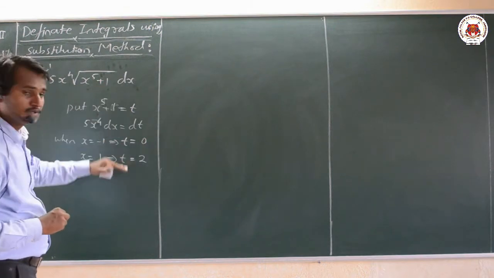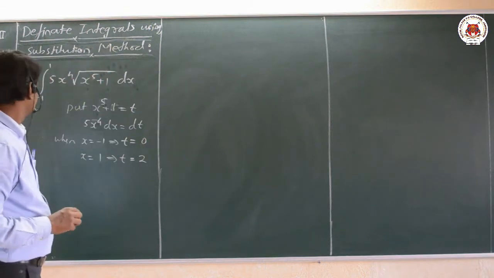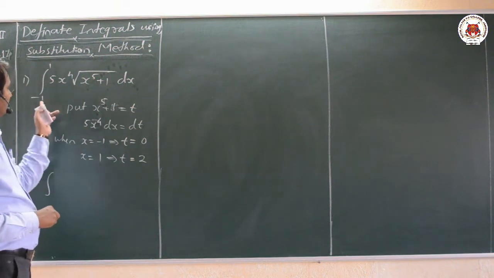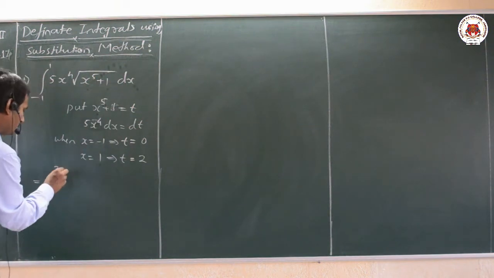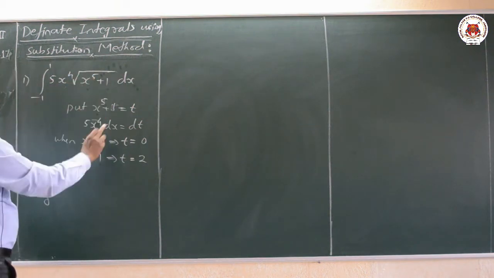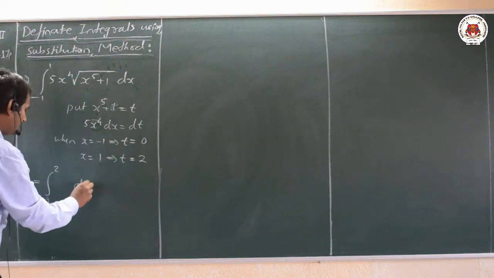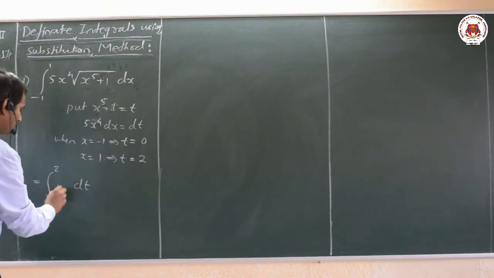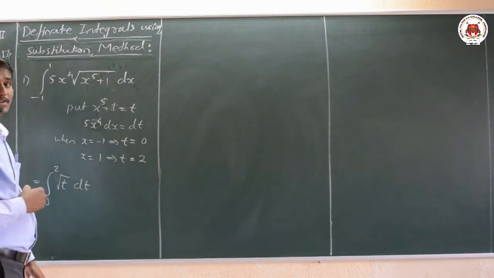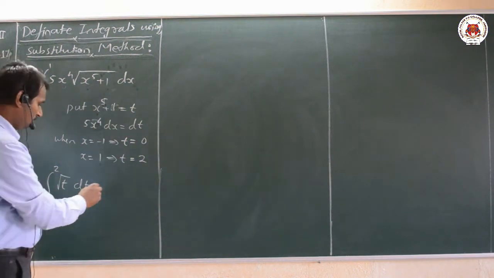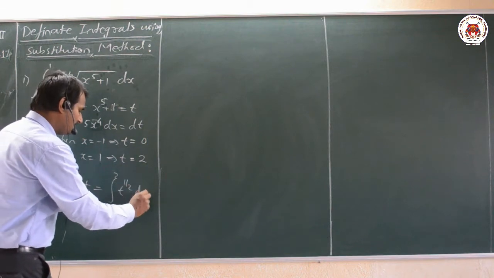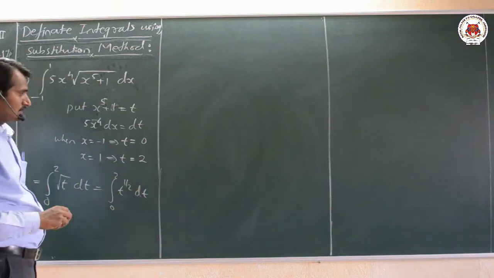Now substitute all those values in the above. What we get is the integral with lower limit 0 to 2, 5x raised to 4 dx, that is dt, into root of x raised to 5 plus 1, that is root t. Now we can easily integrate. So the integral from 0 to 2 of t raised to 1 by 2 dt.